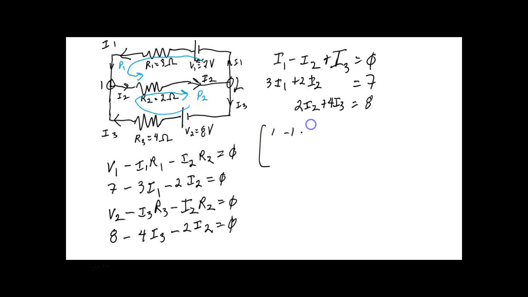1, -1, 1, 0. Next. 3, 2, 0, 7. Next. 0, 2, 4, 8. All right. Now, you want 1 in the upper left, and we got it. Fantastic. We want 0 underneath it, so how do we make that happen?